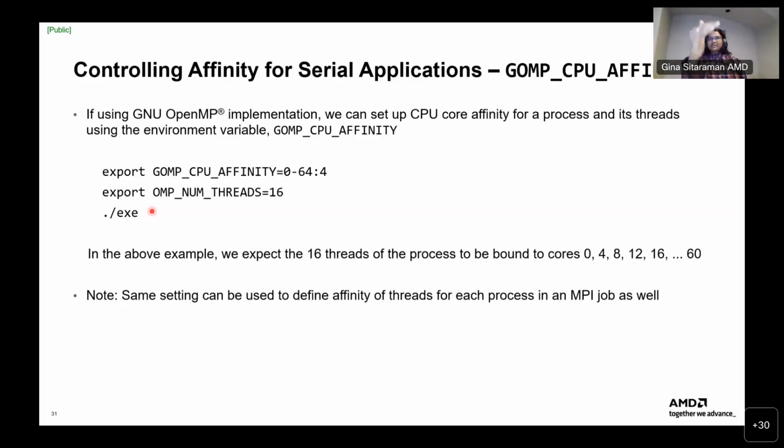Now, this particular thing is not only applicable for serial applications. Even if you have a parallel application, multiple MPI ranks, you need to have a wrapper script, but with the wrapper script, you have to set up GOMP_CPU_AFFINITY for each rank differently, so that each rank and its threads can be scheduled on exactly the cores that you want.